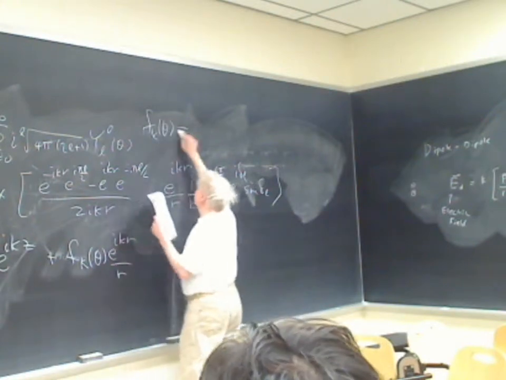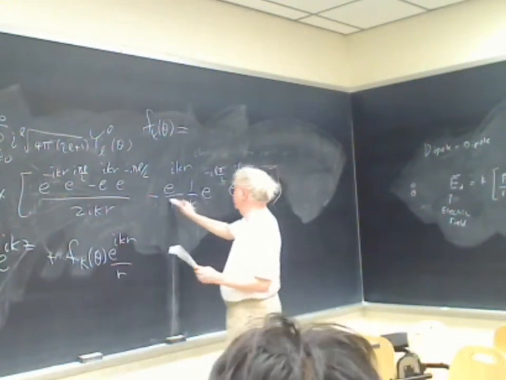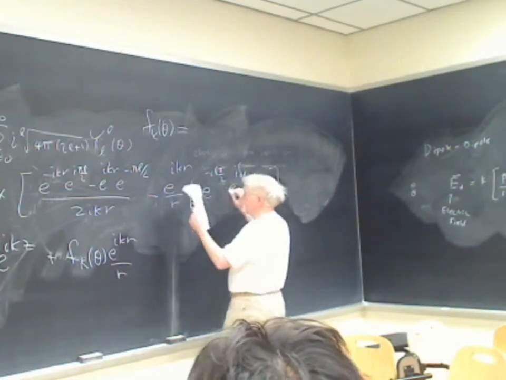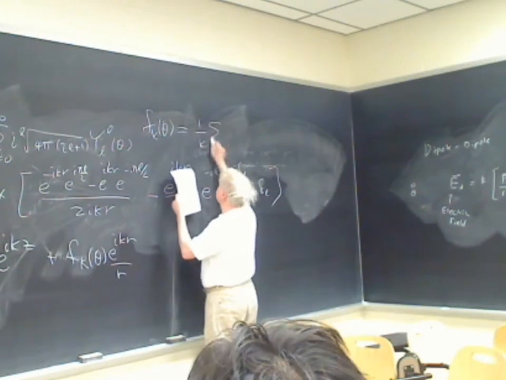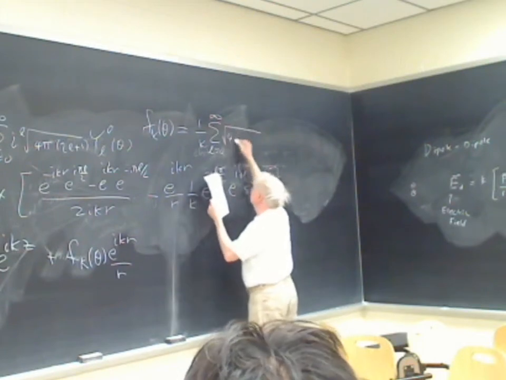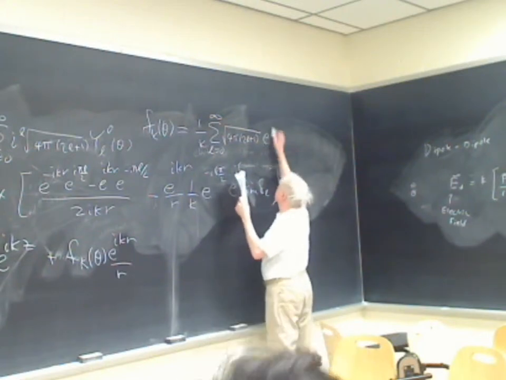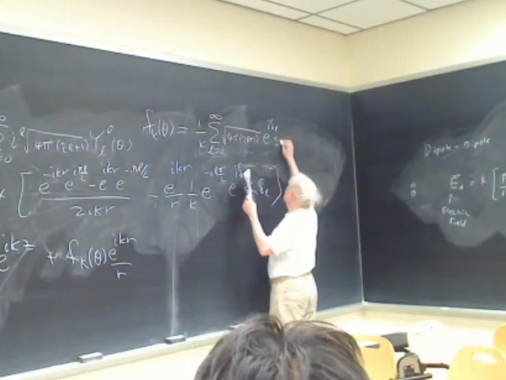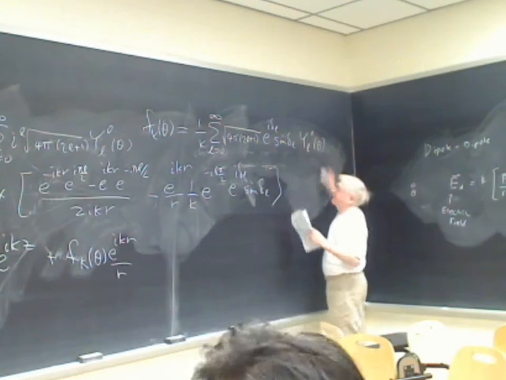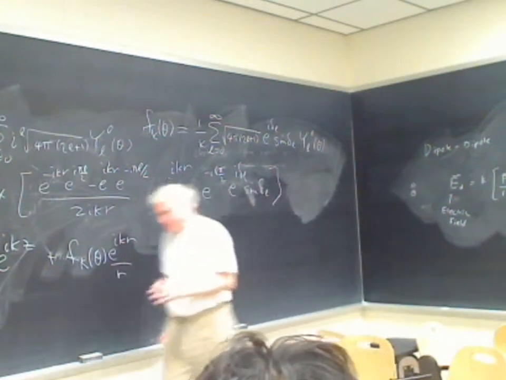f_k of theta then, is this stuff, which is to say the minus signs cancel, there's a 1 over k, you factor out the e to the i k r over r, and you have 1 over k, sum on L from 0 to infinity, square root of 4 pi (2L plus 1), e to the i delta L, sine delta L, and then a Y_L0. Okay. So that's the final expression for the scattering amplitude for a spherically symmetric potential.